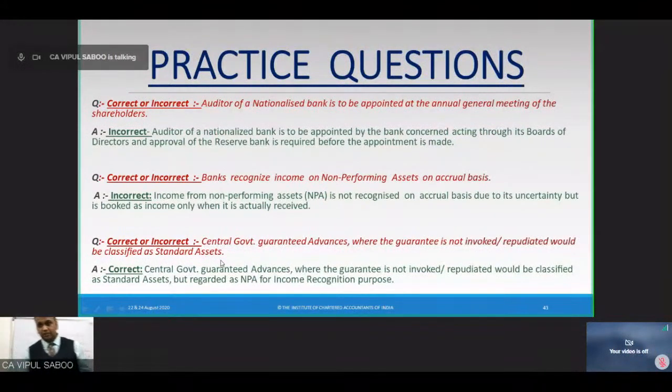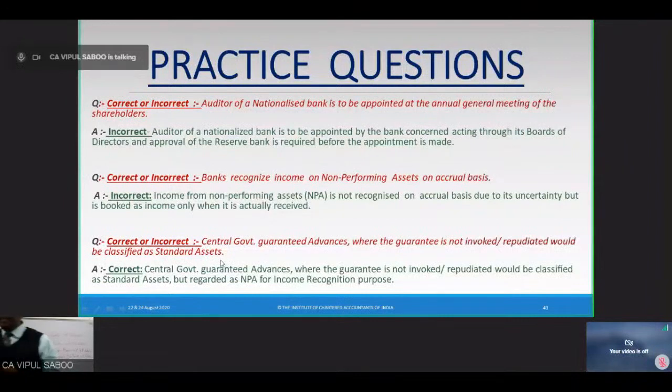So there are some advances, some priority sectors where the government gives guarantee. So these advances are known as central government guaranteed advances to some institutions. So where the central government guaranteed advances, where the guarantee has not been invoked or repudiated, repudiated means cancelled, would be classified as standard asset. Is it true or not? Central government backed advances, it is true. It can be classified as NPA only when the central government has revoked its guarantee or repudiated itself.